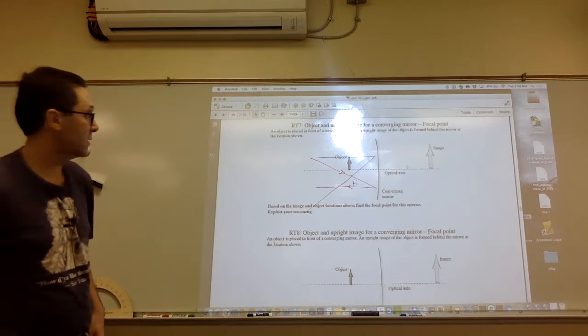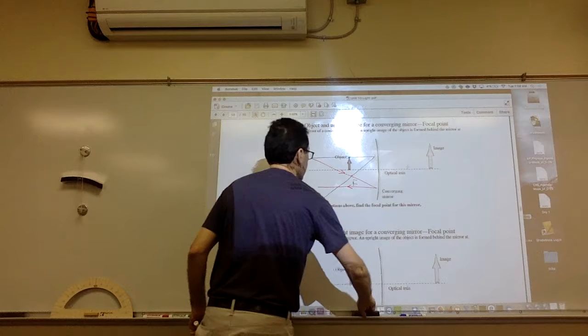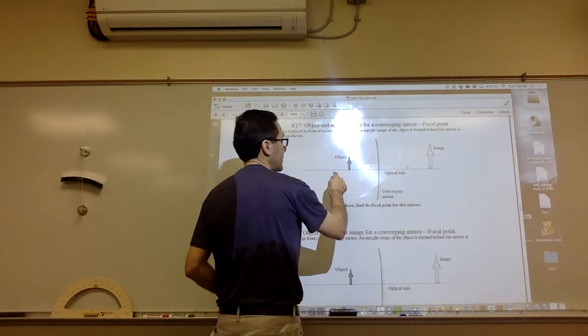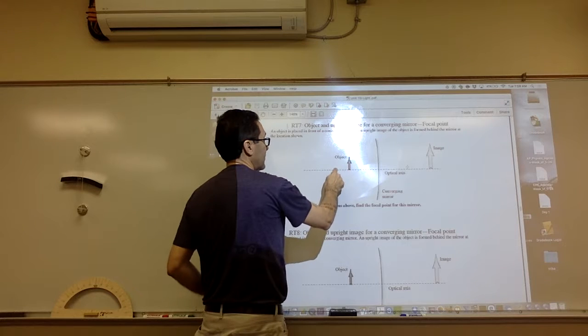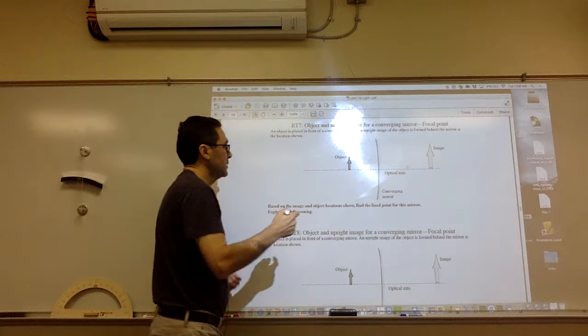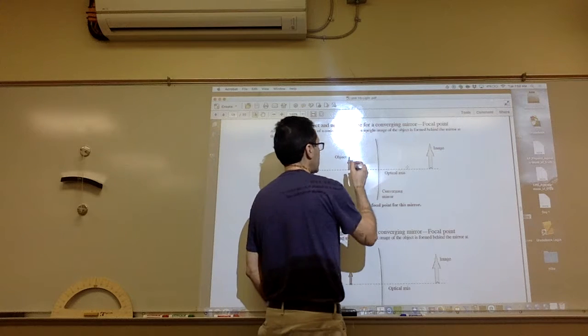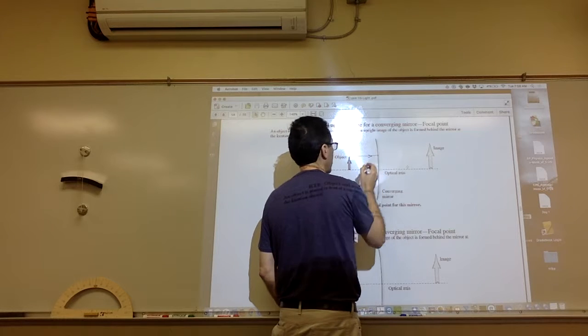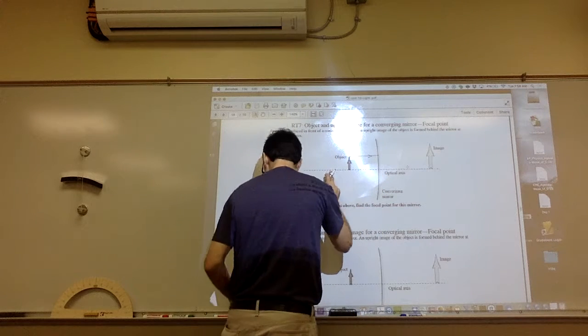Now let's look at RT7. The focal point here should be to the left of the object because the image is virtual, as it is on that side. So let's see how we can do this. We go parallel, right? We'll reflect towards the focal point.